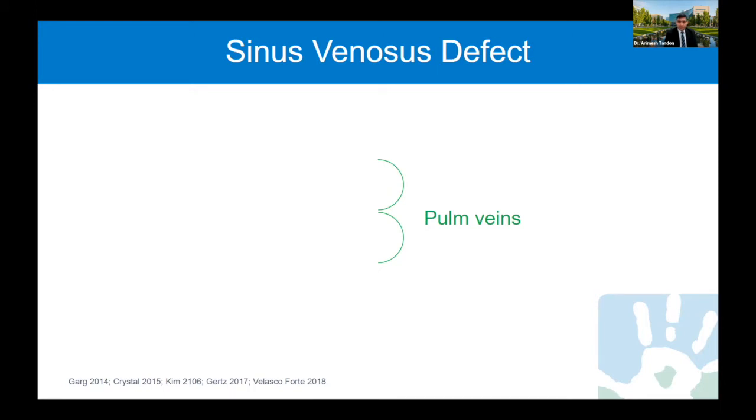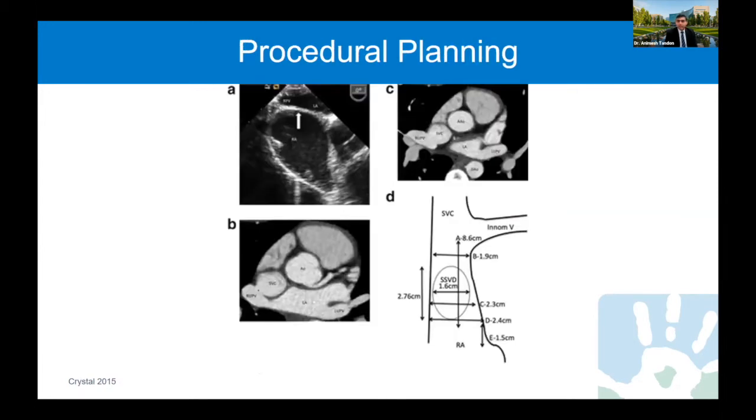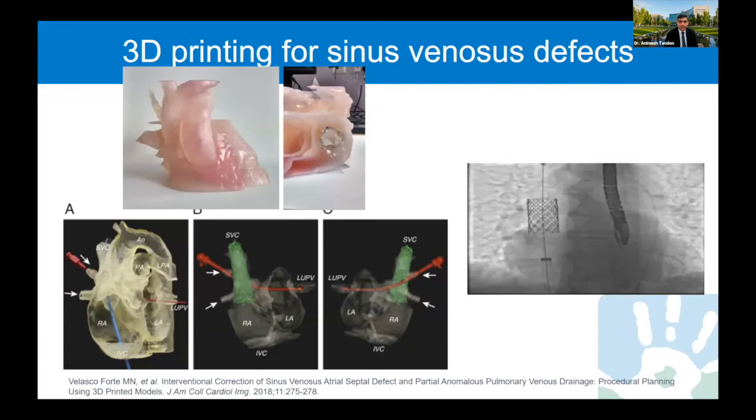Sometimes placement of a covered stent can be used to treat this without surgery, the goal of which is to close the sinus venosus defect while allowing unobstructed pulmonary venous return to the left atrium. And these procedures are often planned using preoperative cross-sectional imaging such as CT and CMR, though there's been some papers about how echo is sufficient. I'm not sure I agree with that.